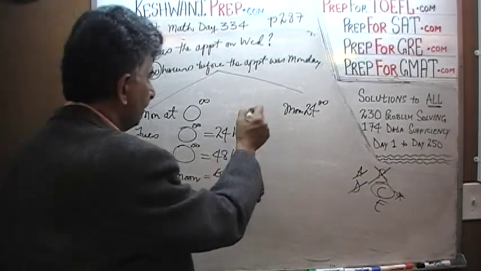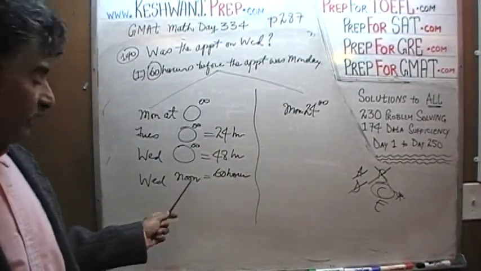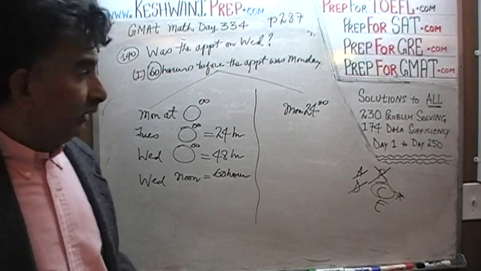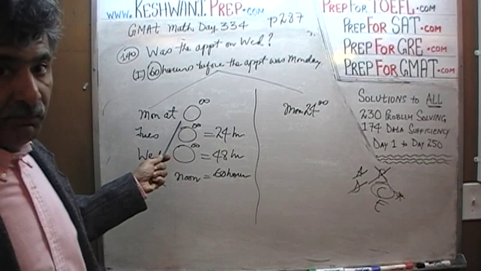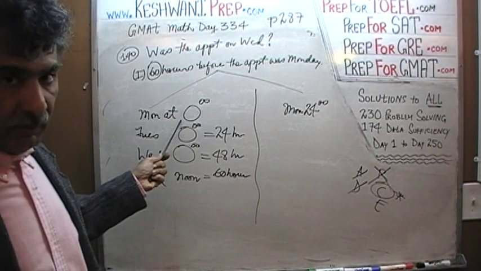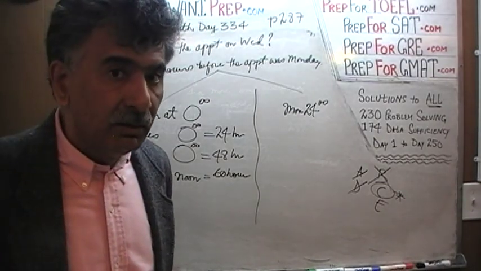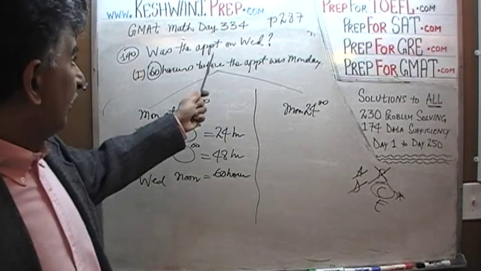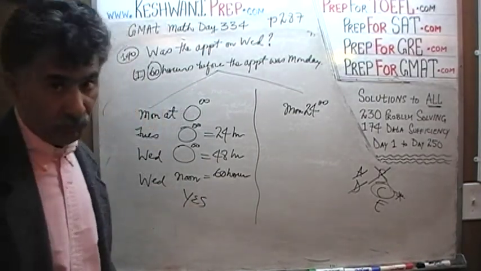That's one possibility. So the question was, was his appointment on Wednesday? The answer in this scenario is yes. If exactly 60 hours before his appointment time happens to be the stroke of midnight, the beginning of Monday, then his appointment happens to be exactly at noon on Wednesday. Was his appointment on Wednesday? The answer in this case is yes. His appointment was on Wednesday.